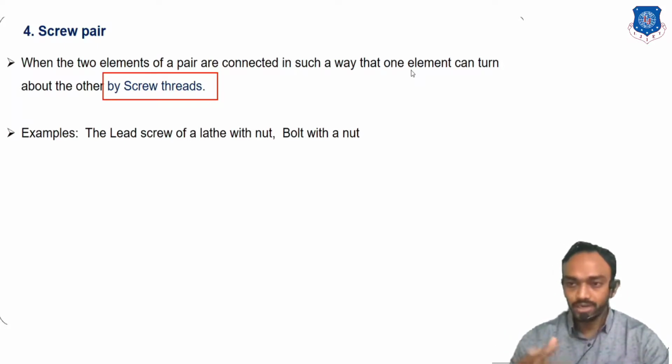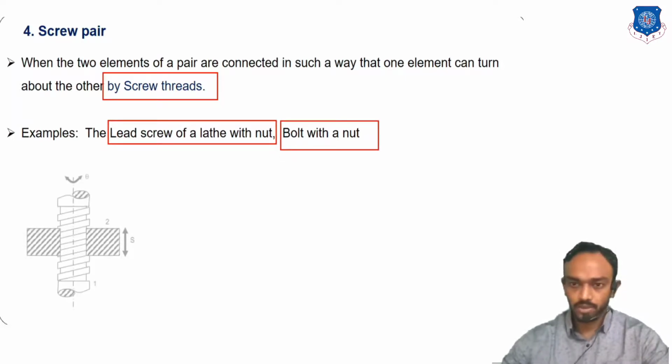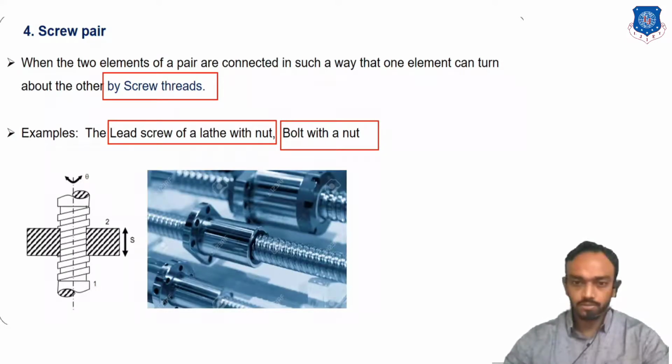When you rotate the nut on a bolt, what will happen? The nut will rotate and go in an upward or downward direction. So if two elements are connected with the screw thread, then it is known as a screw pair. Example is a lead screw of the lathe, or a bolt with a nut. So this is the square thread in a power screw which is used, and this is the lead screw.